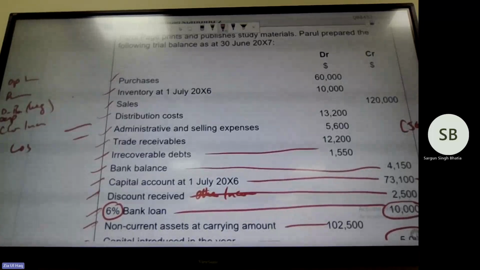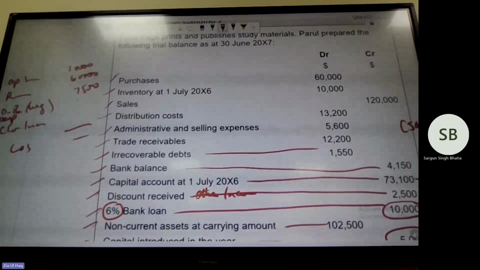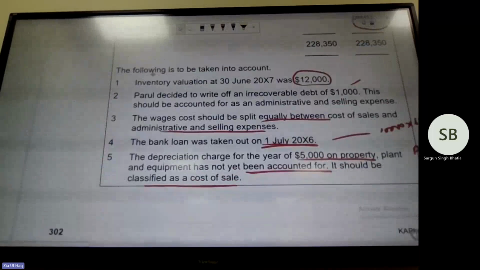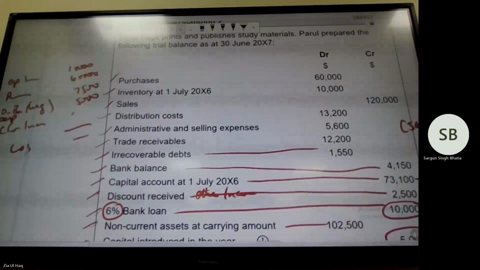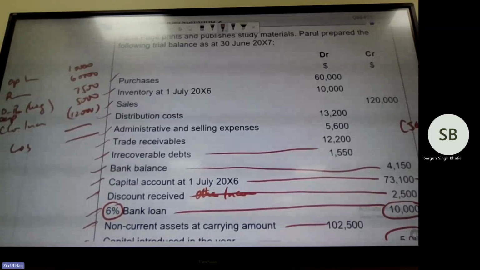So how will we calculate cost of sale for this question? The opening inventory is 10,000. Purchases are 60,000. There are wages of 7,500. There is depreciation of 5,000. And then we need to record the closing inventory. What is the closing inventory figure? 12,000. That should be subtracted and we will arrive at cost of sale. 10 plus 60, 70, 77,500, 82,500. If you subtract the 12,000, that will become 70,500.